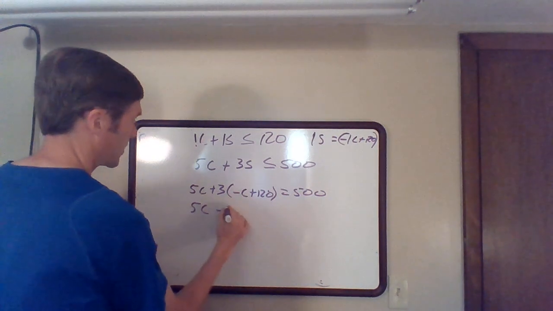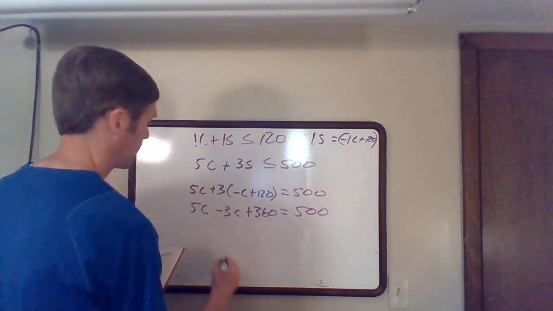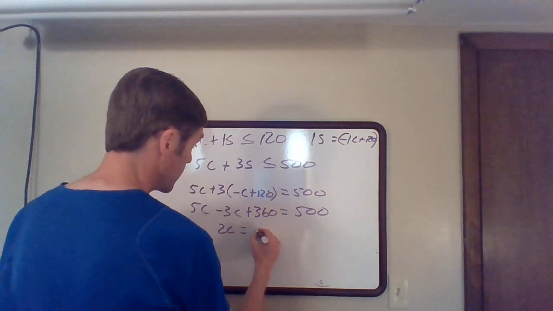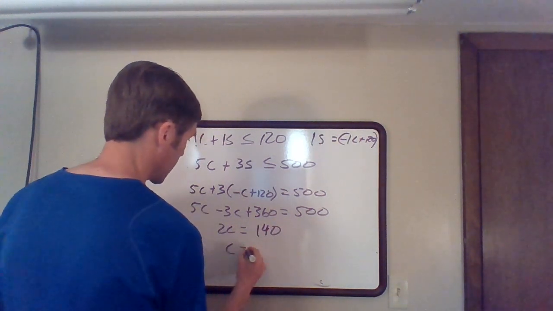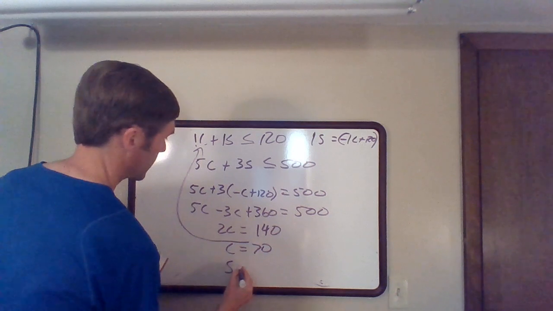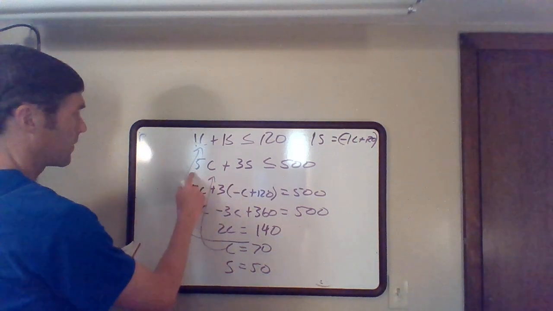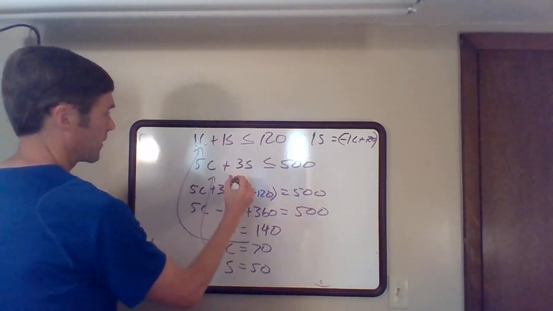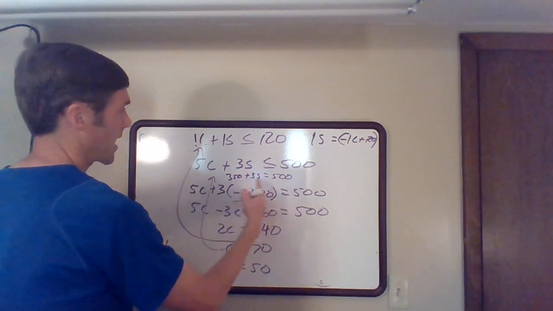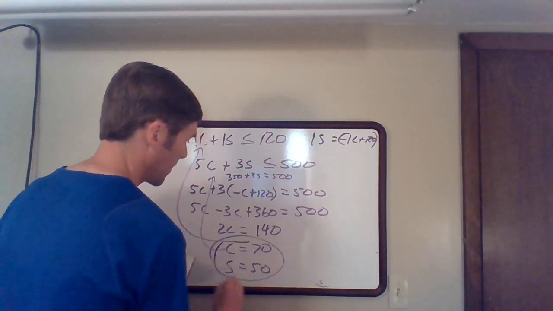So 5C minus 3C plus 360 is equal to 500. So 2C is equal to 140, which means that C is equal to 70. And if I plug that back in here, S is equal to 50. Or if I plug it back in here, 5 times 70 is 350. So 350 plus 3S is equal to 500. If I subtract 350 from both sides, 3S is equal to 150. S indeed is equal to 50.